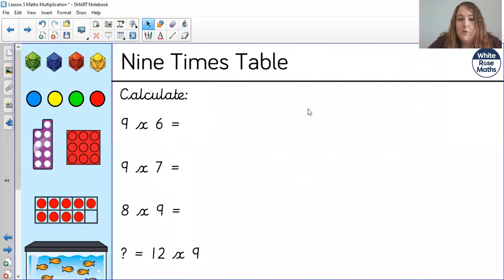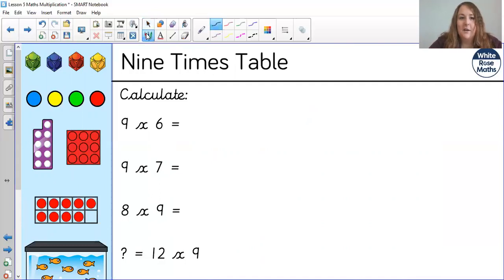Can I therefore ask you to calculate these into your books then, please? Can you do them as quickly as possible, as accurately as possible? Off you go. Again, pause the video here if you need to.